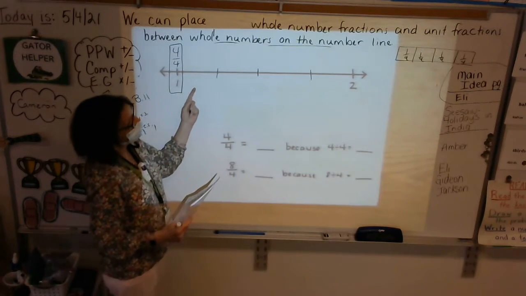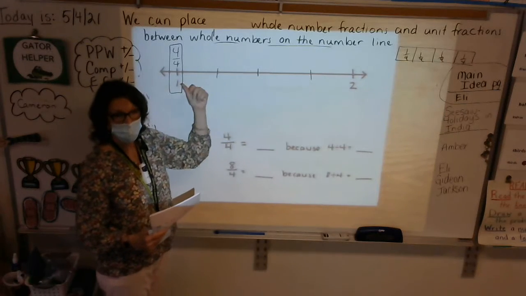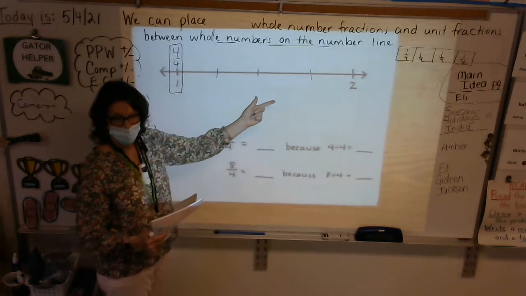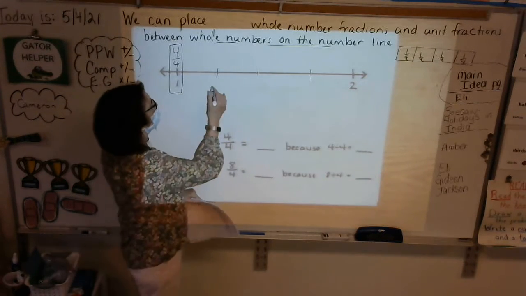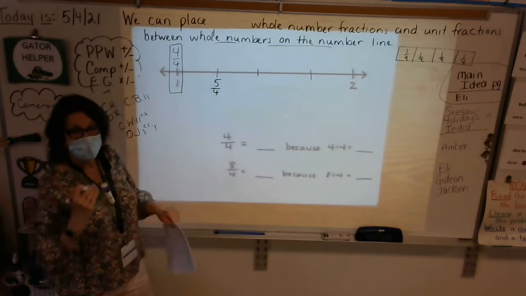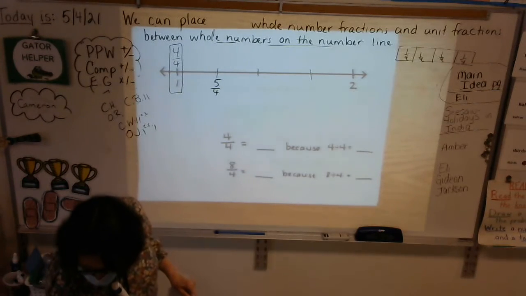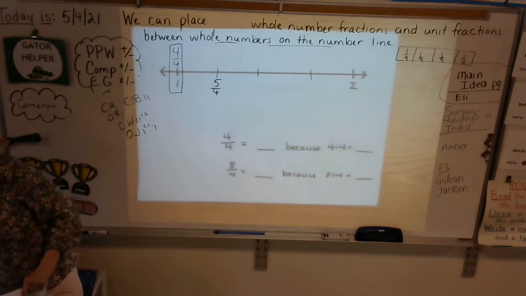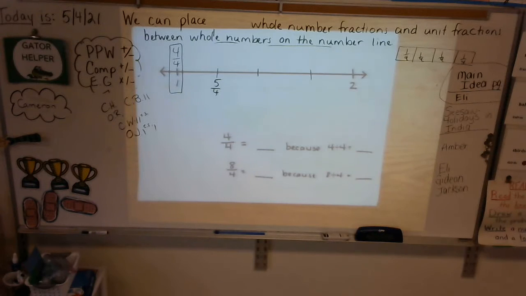Okay, so now we're going to do what our learning target says. We are going to place the fractions in between the whole numbers 1 and 2. So, everybody, what comes after 4 fourths? 5 fourths. Go ahead and label. I like to put my whole number fractions above the number line and my other fractions below, just so I show a difference. Okay, keep going. Go ahead and label them all the way to 2 wholes.